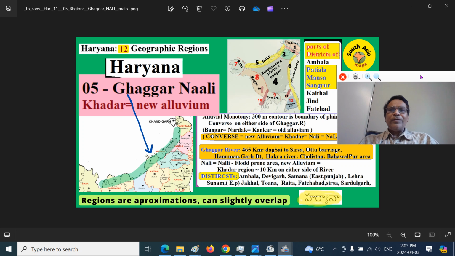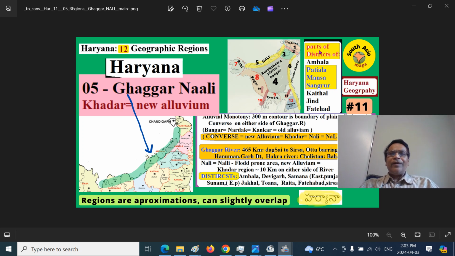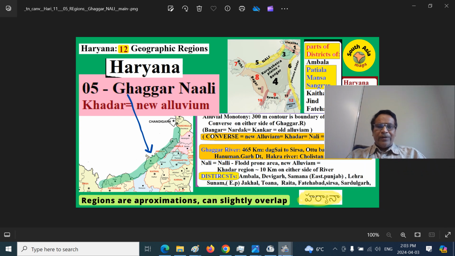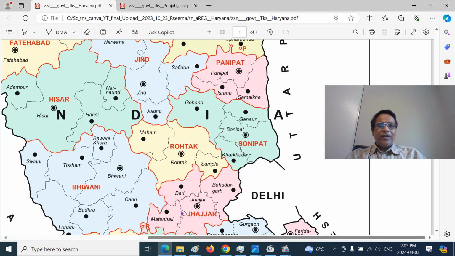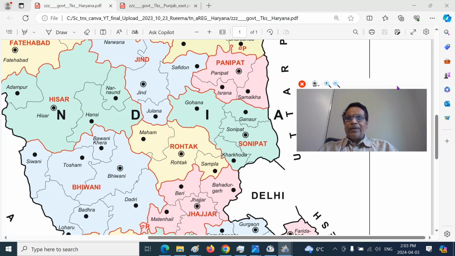So these are the various parts of the districts: Ambala, Patiala, Mansa, historic Sangrur district, Kaithal district, Jind and Fatehabad districts. We can see that in a different perspective here. We are looking at Delhi here.